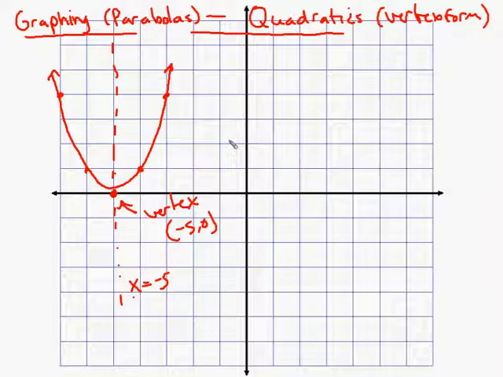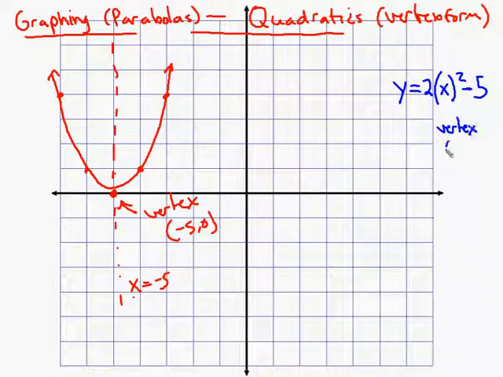All right. Let's try another. I won't go on another slide. Let's just do it right here. Let's try y equals 2x squared minus 5. What's my vertex? 0, negative 5. And what's my stretch? I have a stretch this time. 2.